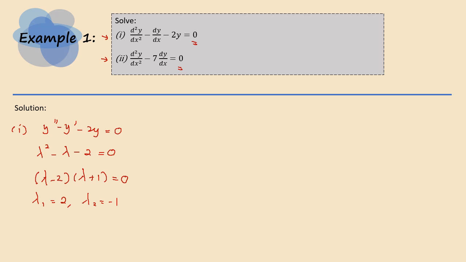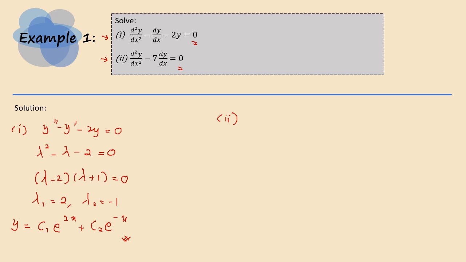So based on the table, the general solution for different roots is y equal to c1 e to the power 2x plus c2 e to the power minus x. Okay. Now let's move to number 2.